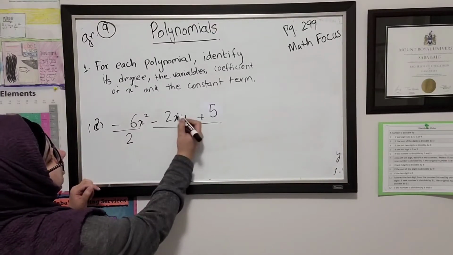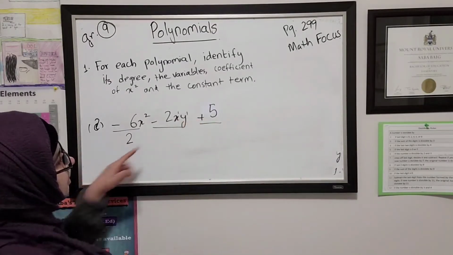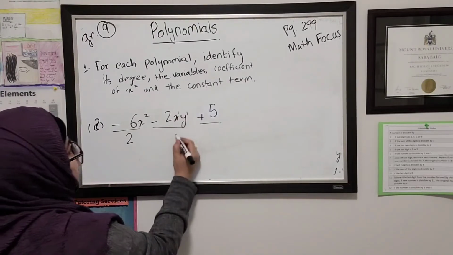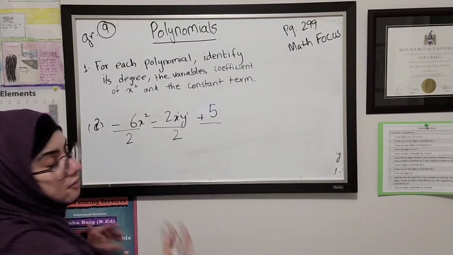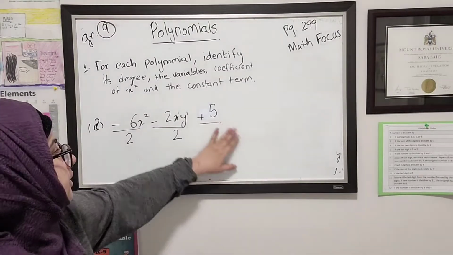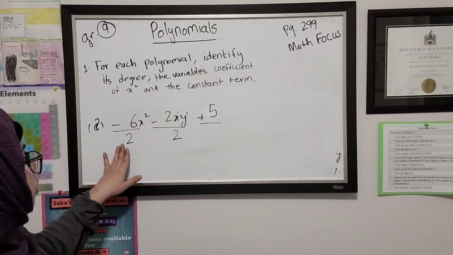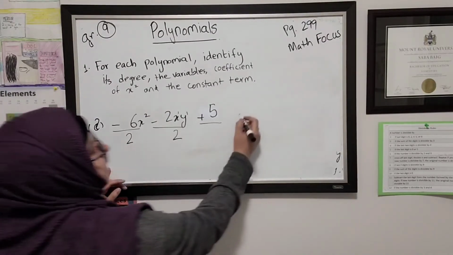The degree of this term is also 2, because it has x and y with exponents 1 and 1. We always add the exponents of the variables. But this last one doesn't have a variable, so there is no degree for it. So the maximum, the biggest degree in this polynomial, is 2. So 2 is the degree of this polynomial.